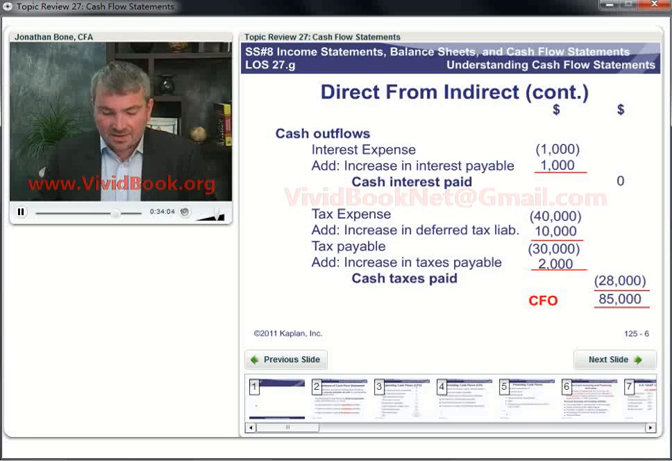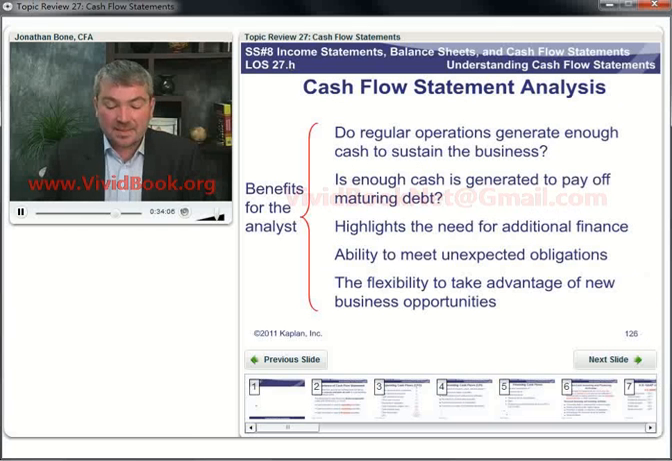Right, last few learning outcomes on cash flow statements coming up. Our LOS here asks us to analyse and interpret cash flow statements, including ratios and common size statements. So what kind of things do we need to think about when we're looking at cash flow statements? Well, we've already talked about these already. Do your day-to-day business operations generate enough cash to sustain the business? i.e., is cash flow from operations positive?